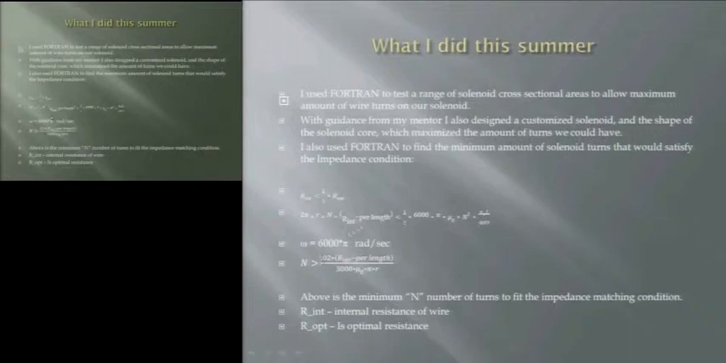Here, we solve for n, and this gives the value of the minimum amount of coil turns that allows for this impedance matching condition. So if n is less, then the optimal resistance will be less than the internal resistance. As you can see here, this is n squared, so this increases quadratically, and this increases linearly. What that means is, the more wire turns you have, the more inductance you'll have, and that'll outdo the internal resistance you have. So it sounds simple, right?